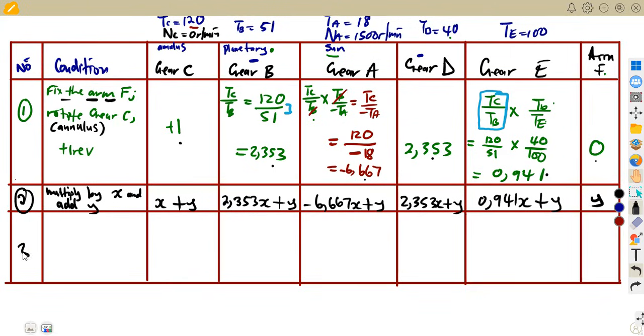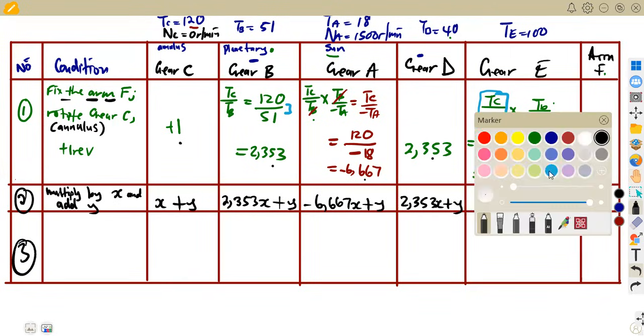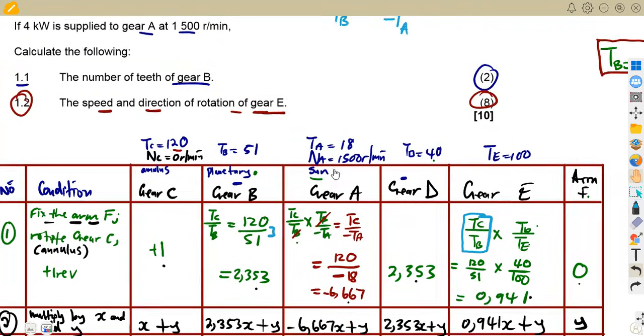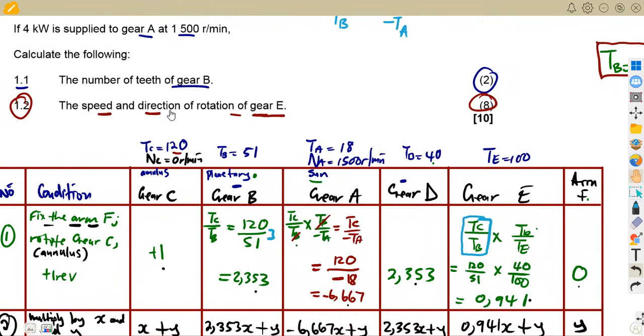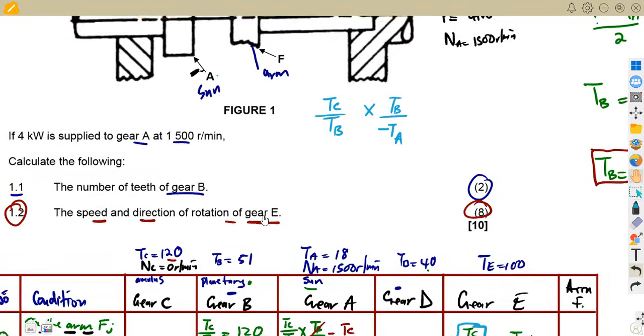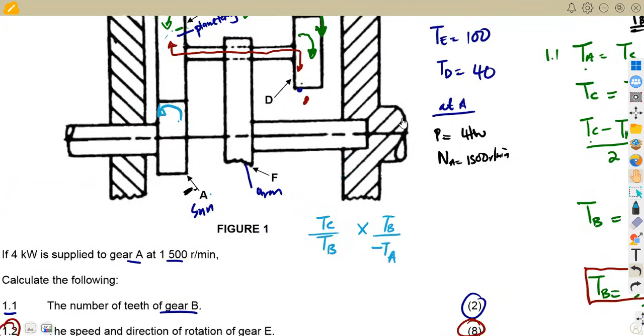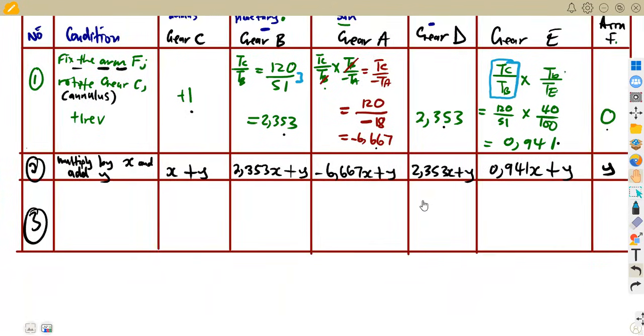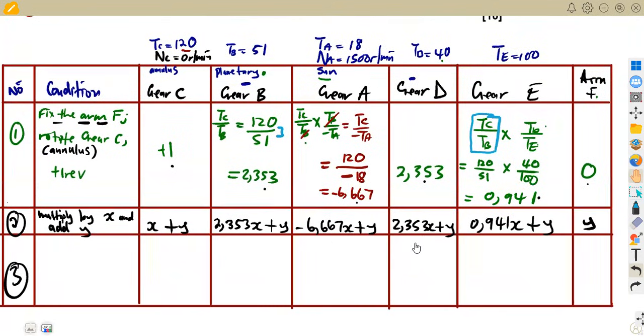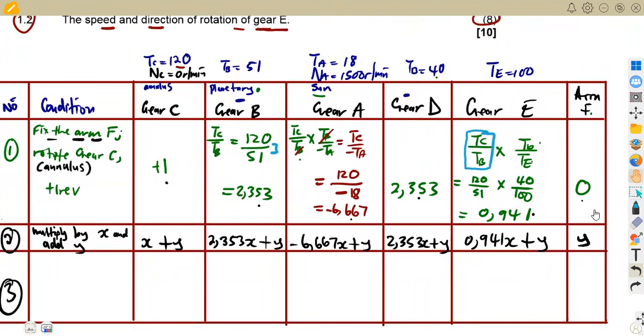Then the last stage, you consider the given conditions, the speeds that we are given. Are we given anything to say this one is fixed? The only thing that we know is fixed is the annulus, they told us about that. So we are going to take the speeds as they are. There's no other condition given later on. So that's why we have the speed of C being 0. The speed at C, which is our annulus, is going to be 0 revs per minute, since we are given that this one is fixed.